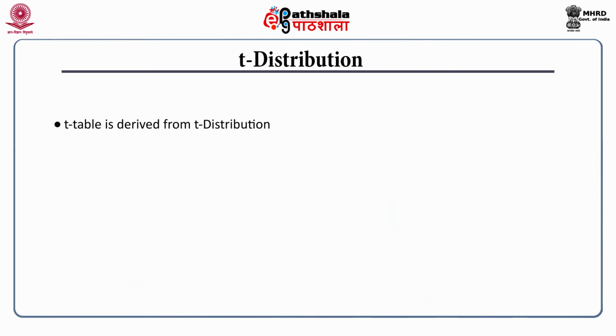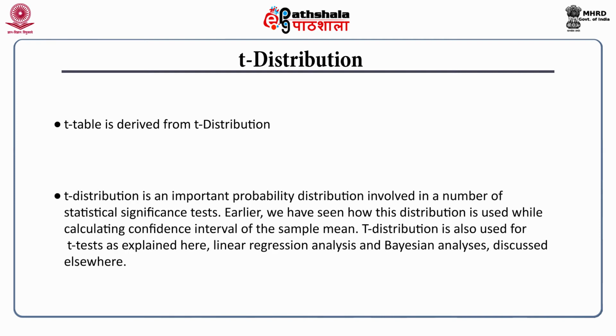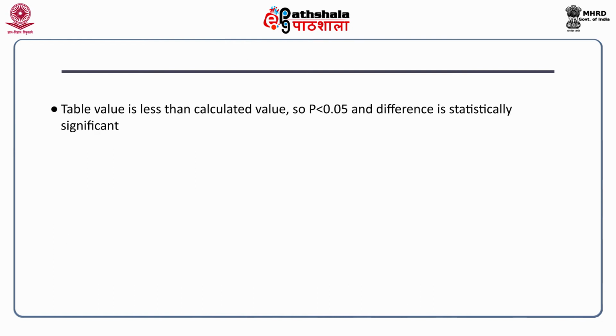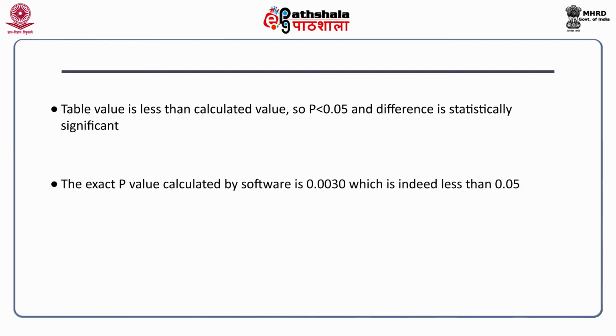The t table is derived from the t distribution using calculus. The t distribution is an important probability distribution involved with a number of statistical significance tests. Earlier we have seen how this distribution is used for calculating the confidence interval of a sample mean. The t distribution is also used for the t-test as explained here, and also for linear regression analysis and Bayesian analysis discussed elsewhere. The table value is less than the calculated value, so p must be less than 0.05 and the difference is statistically significant. The exact p-value calculated by the software is 0.0030, which is indeed less than 0.05.